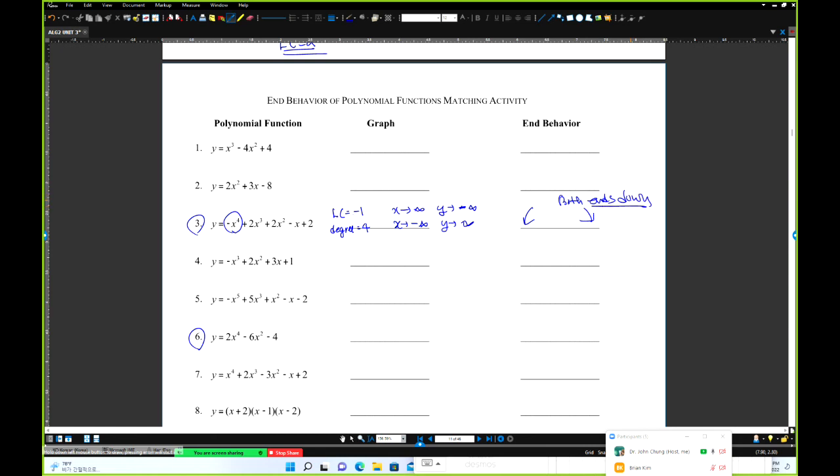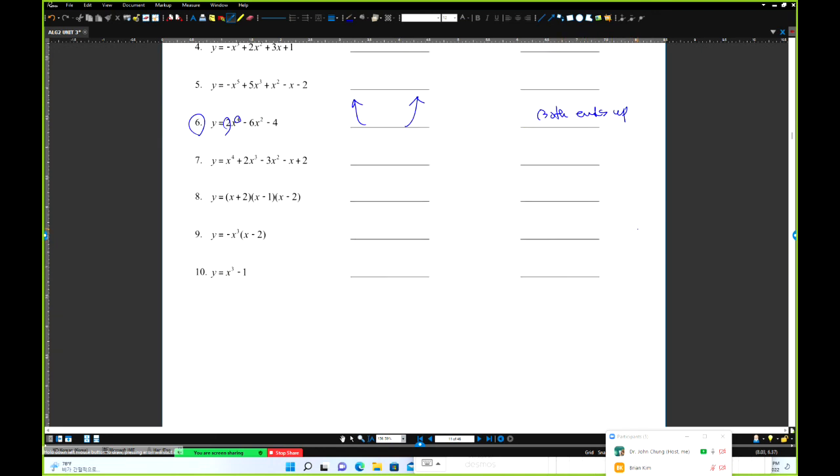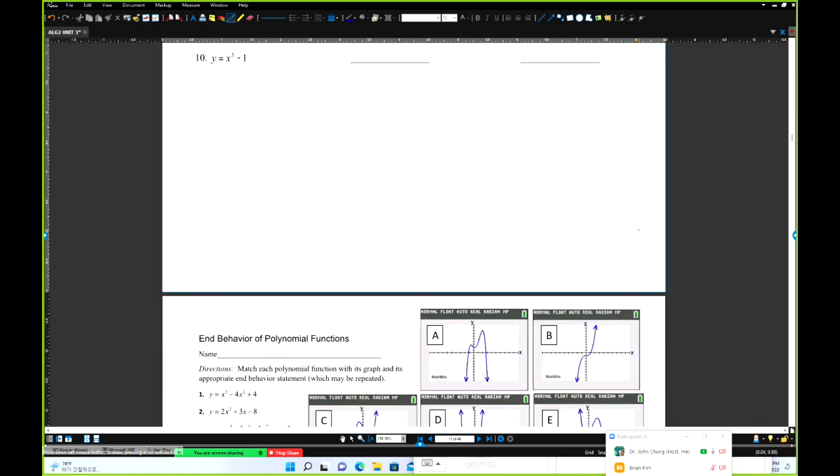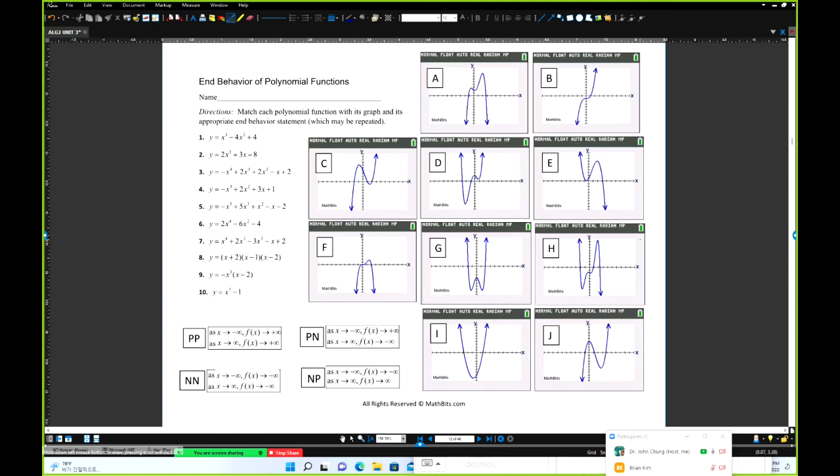Okay, let me try this one. This is positive, and the degree is even, so both ends up. You want to make sure over here. There are many end behavior functions over here; you can check them out. Next time we're going to go over some of these numbers.